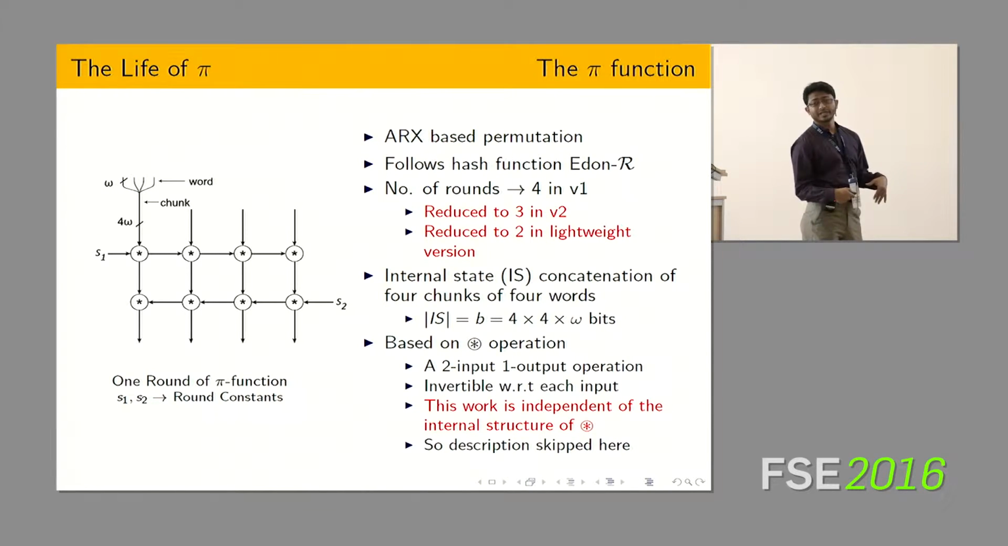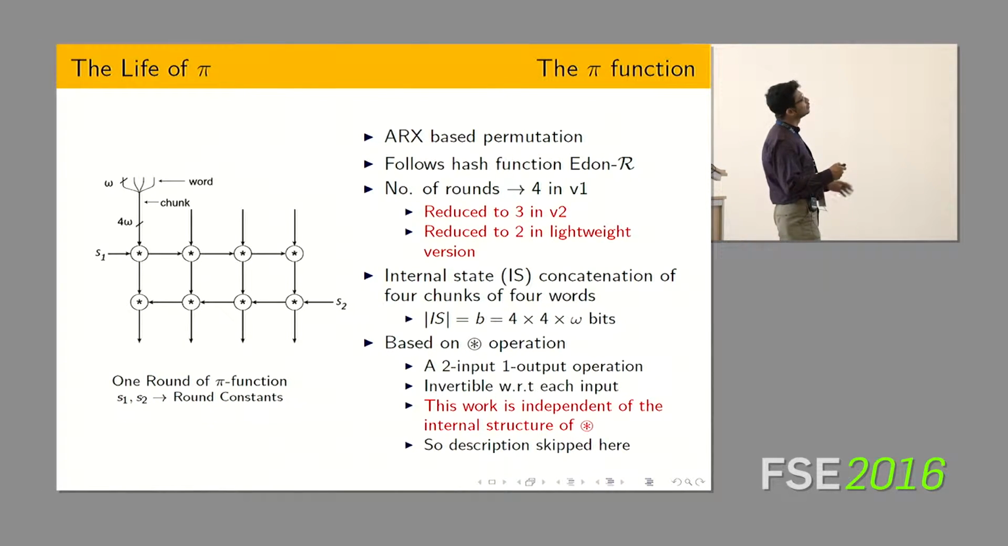So now let's look inside the Pi function. One thing you should get very familiar with, otherwise you'll get confused, is that this word is the basic unit. These are omega-bit words. 4 such words make a chunk, and 4 such chunks make the internal state of this Pi function.